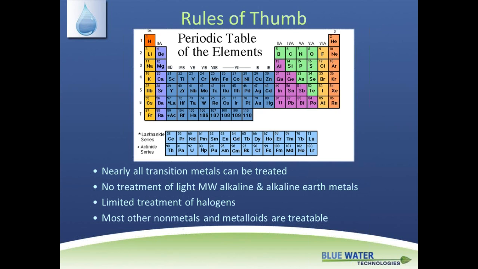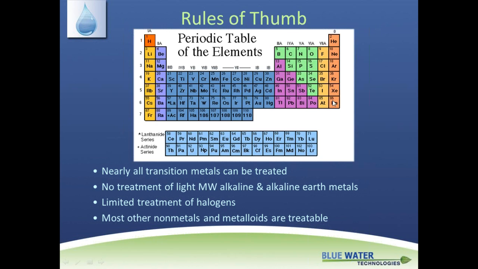Nearly all transition metals can be treated, so that's basically anything in the center of the periodic table, anything in this blue. So I mentioned zinc, I mentioned cadmium, and copper before. Also mercury falls within this zone as well. So these can all be absorbed very easily, slightly higher pH, but they'll all absorb.